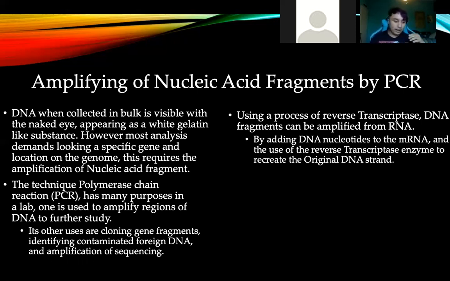The technique polymerase chain reaction, or PCR, has many purposes in a lab. One specific purpose is to amplify regions of the DNA so that it can be further studied. Its other uses are for cloning gene fragments, identifying contaminated or foreign DNA, and amplification of sequencing, which we will talk about later. Using a process called reverse transcriptase, DNA fragments can be amplified from RNA. So even if DNA is not initially extracted and run, if you have the RNA, using reverse transcriptase, RNA can essentially become DNA. By adding DNA nucleotides to the mRNA and using the reverse transcriptase enzyme, it can recreate the original DNA strand. Next slide, please.